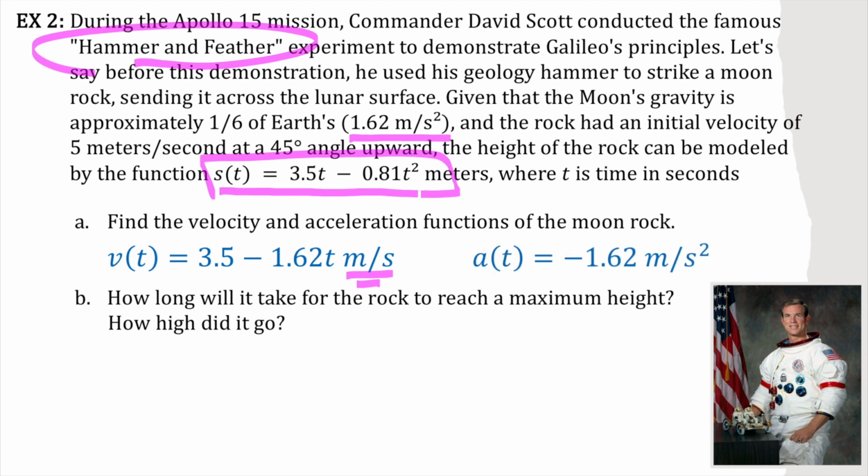And then the acceleration function would be the derivative of the velocity function. So negative 1.62 meters per second squared, which is what they told us in the beginning.